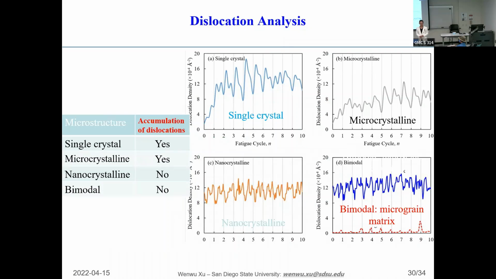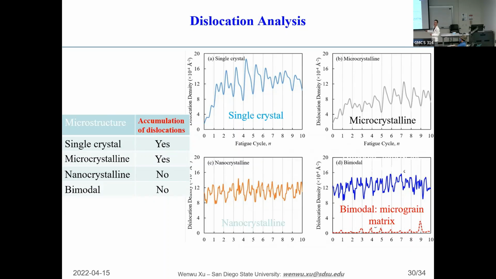Let us plot the dislocation density as a function of the fatigue cycle. And then we can clearly see the dislocation density in the single crystal and in the microcrystalline structure increases rapidly and maintains a certain level after a few cycles of fatigue deformation. And in the nanocrystalline, it's kind of expected: we don't really see a significant increase in dislocation density, because the dislocations are formed, but they sink and disappear at the grain boundaries.